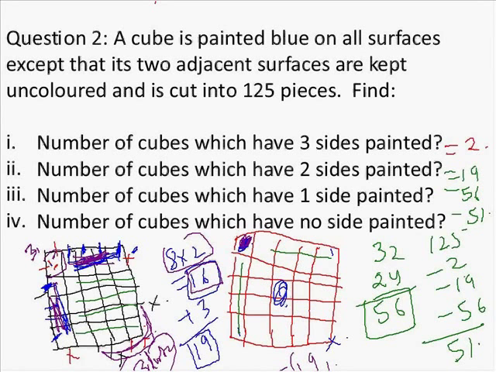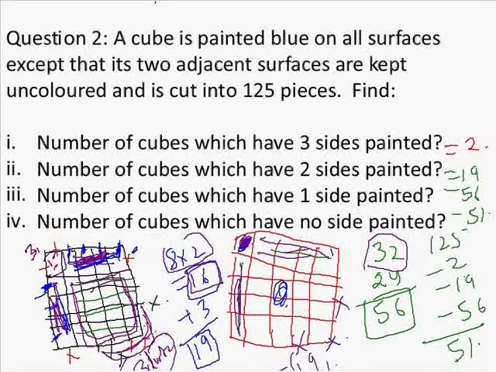Number of cubes which have one side painted, which we explained: all these are one side painted. So the front slice becomes 16, the back side also becomes 16, so that makes it 32. In between, these are not painted on the side. So these 4, these 4, 8. These are only painted on one side.